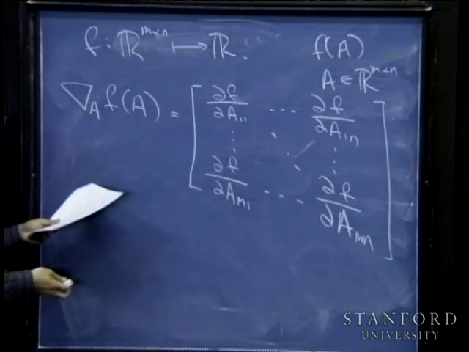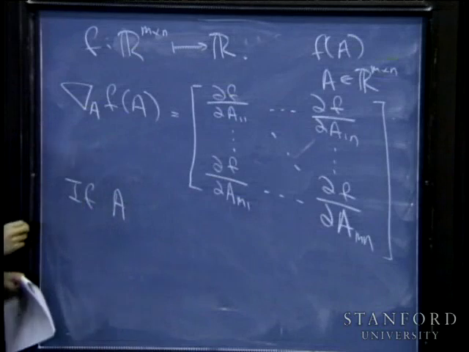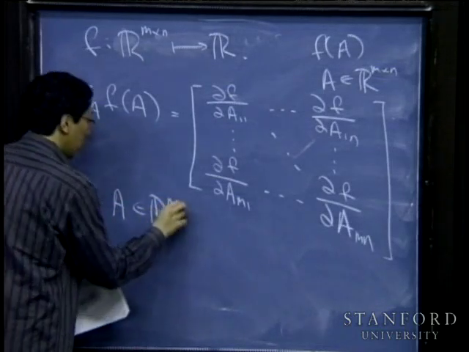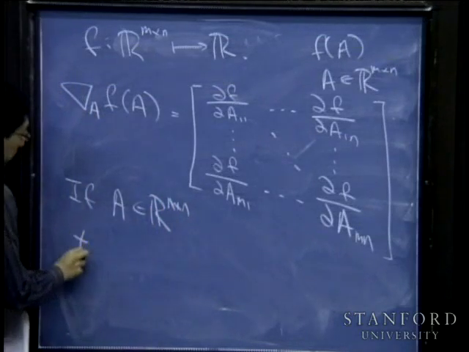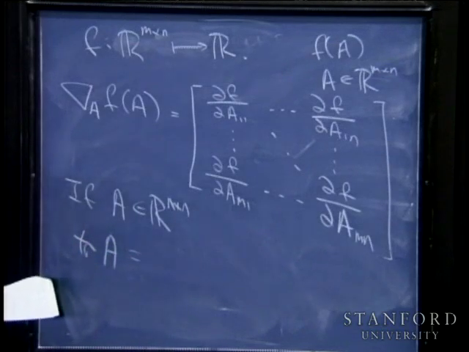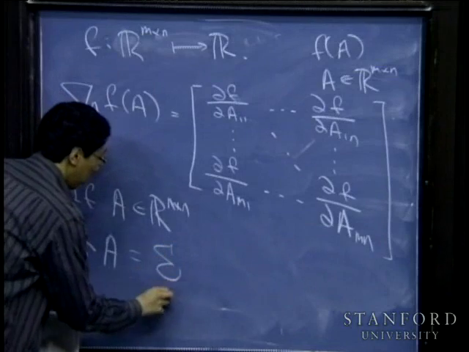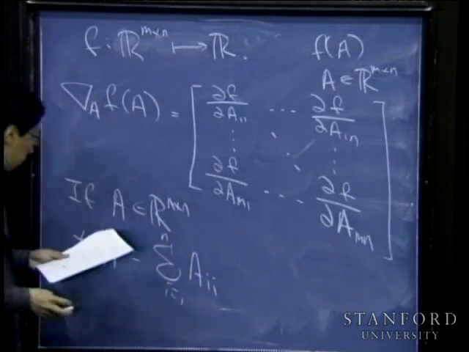One more definition is, if A is a square matrix, so if A is an n by n matrix, number of rows equals number of columns, let me define the trace of A to be equal to the sum of A's diagonal elements. Okay, so this is just the sum over i of A_ii.